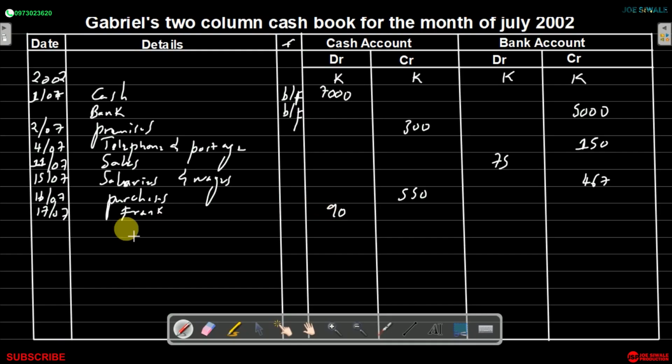So we'll say 21st of July. Since this is a contra entry, we're going to start by writing the account that's going to be debited. So we're going to say bank stroke, and we're going to end with the account that is being credited, which is cash. So for the cash there, we're going to credit that amount, which is 250, and we're going to debit the same amount to the bank account, 250.